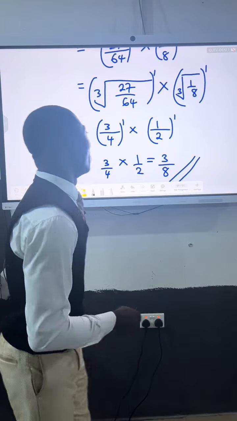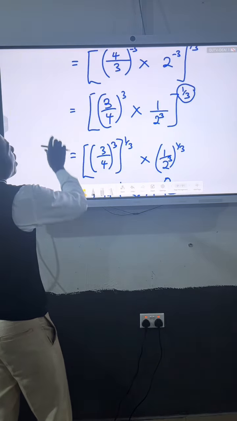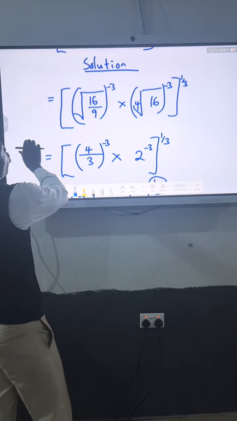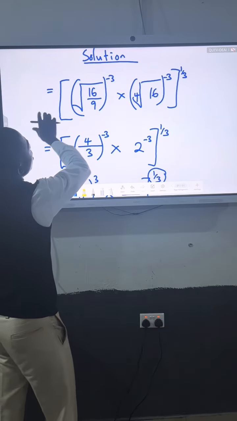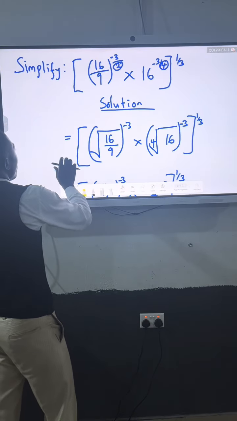So, thank you for staying from the beginning of the lesson down to this time. We are saying that the whole of this question given to us to work on is actually equal to 3 over 8.